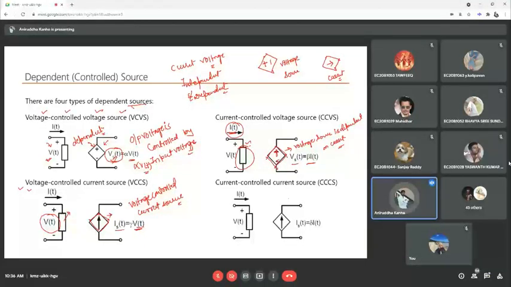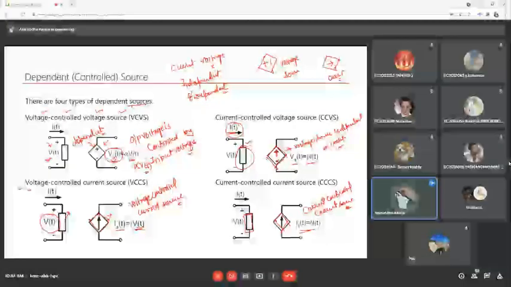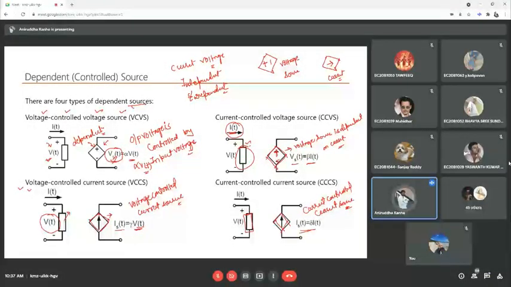Similarly, there is something called the current controlled current source. So the current of this source is controlled by the current flowing in this element. And that's why we are calling it a current controlled current source. Is that okay? Is there any doubt now? Are you able to understand there are four combinations which are possible? The voltage controlled voltage source, voltage controlled current source, current controlled voltage source, and current controlled current source. Is it clear?